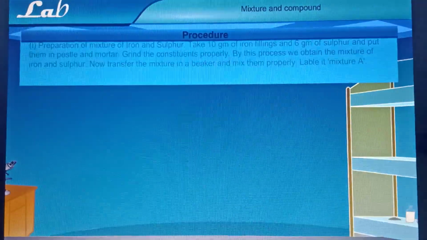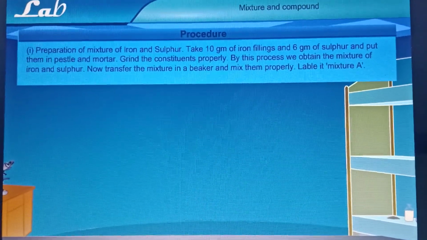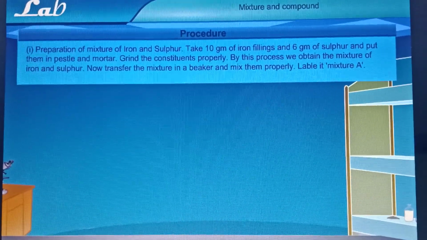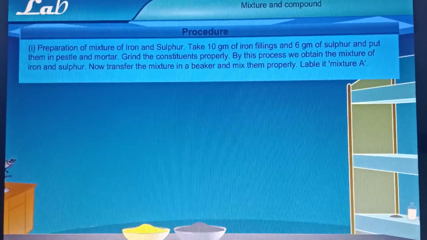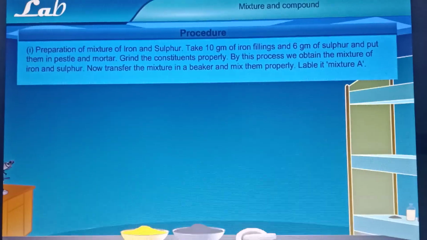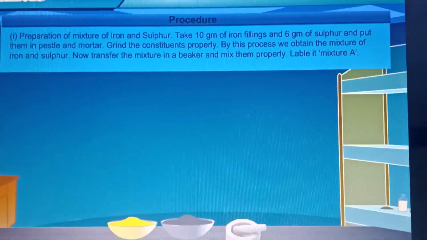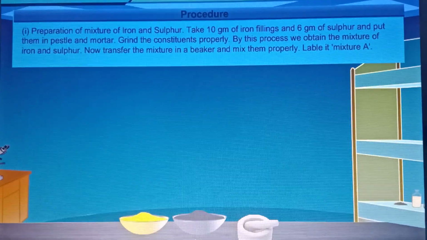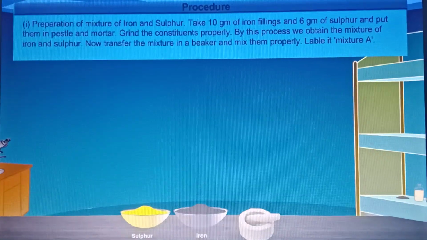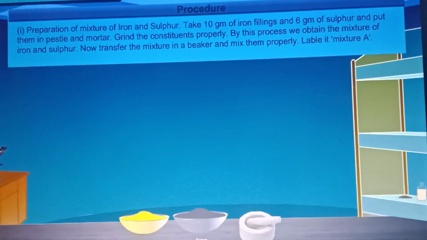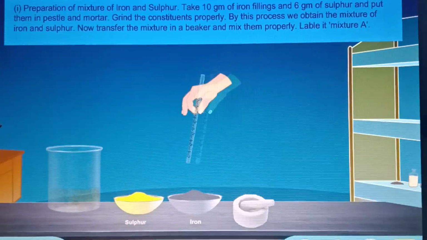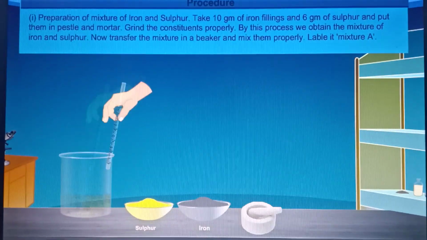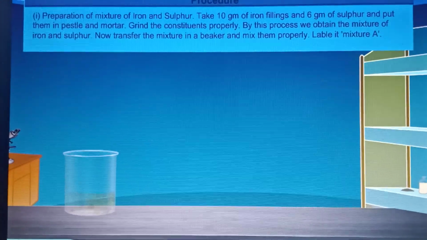Procedure: 1. Preparation of mixture of iron and sulfur. Take 10 gram of iron filings and 6 gram of sulfur and put them in a pestle and mortar. Grind the constituents properly. By this process we obtain the mixture of iron and sulfur. Now transfer the mixture into a beaker and mix them properly. Label it mixture A.